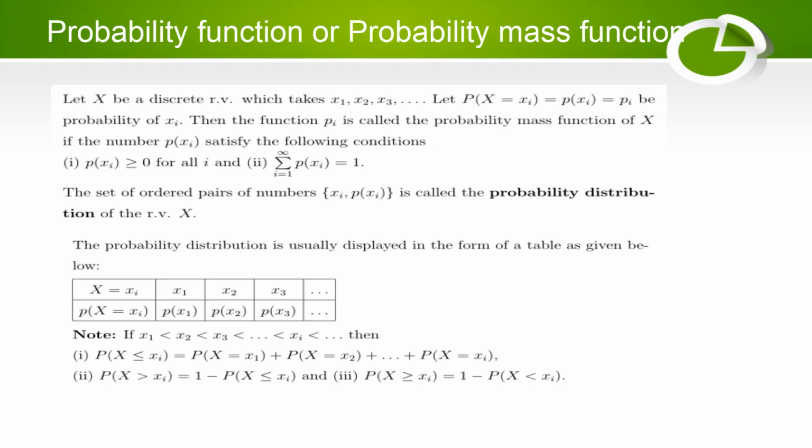Note: (i) if x1 < x2 < etc., then P(X ≤ xi) = P(X = x1) + P(X = x2) + etc. + P(X = xi). (ii) P(X > xi) = 1 − P(X ≤ xi), and (iii) P(X ≥ xi) = 1 − P(X < xi).